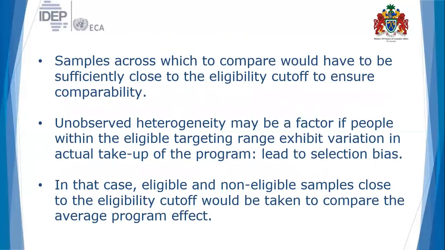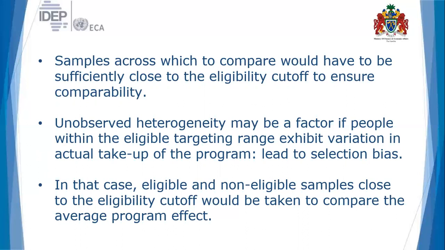So samples across the cutoff point would have to be sufficiently close to the eligibility cutoff to ensure comparability. When drawing samples from these two groups, below and above the cutoff point, the samples in both groups should be close to the cutoff point, not very far from it, because it's assumed that those near the threshold will have some similar characteristics, and so this allows comparability of the two groups.